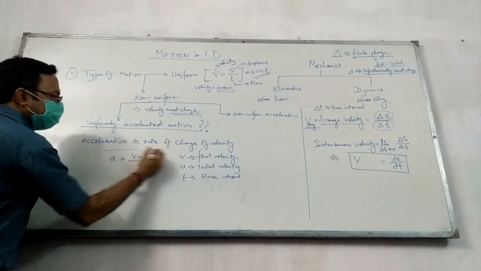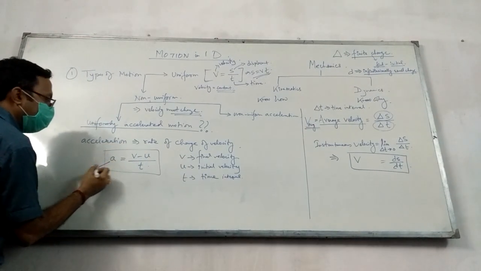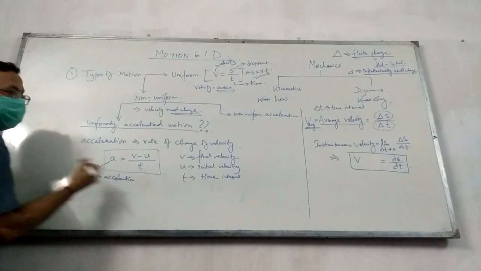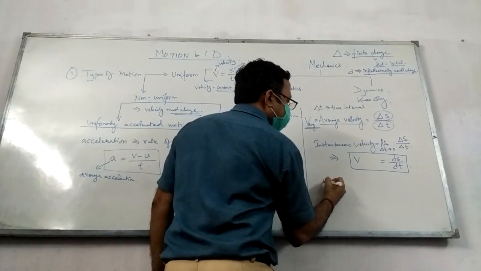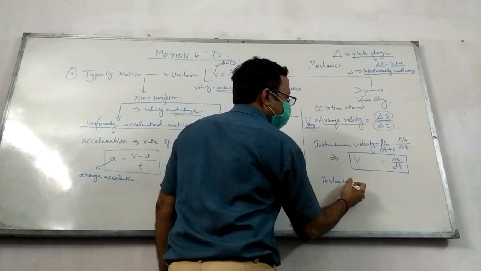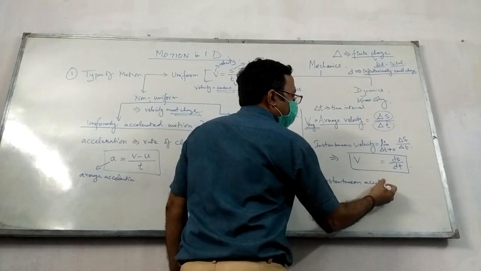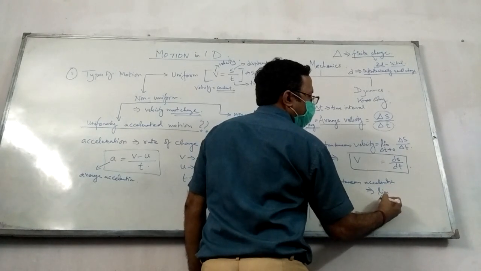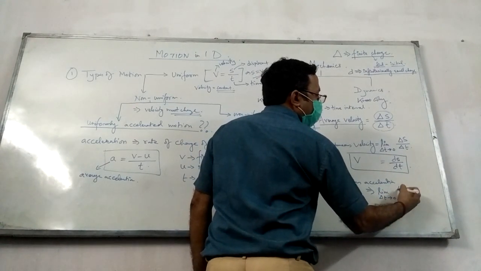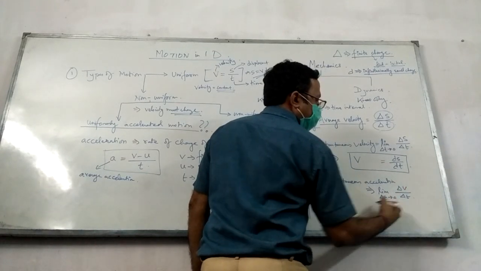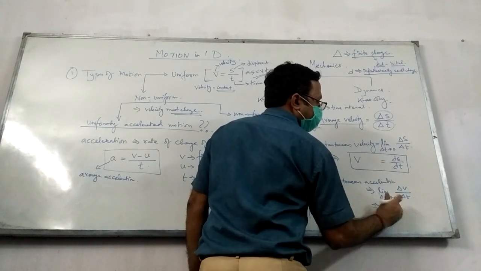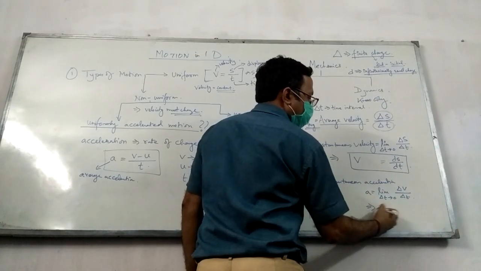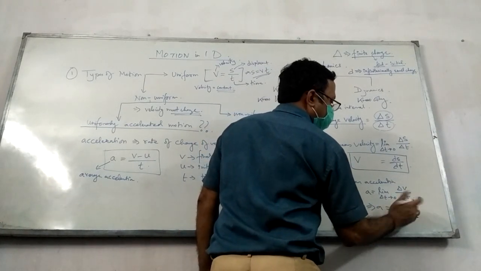Again, you have seen acceleration is v minus u by t. This is actually average acceleration. Okay. Now, if you want to represent the instantaneous acceleration, that is represented as limit of delta t approaching 0, delta v by delta t. This one looking short: ds dt. And dv dt. Sorry, close up.